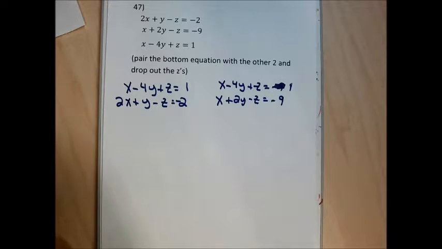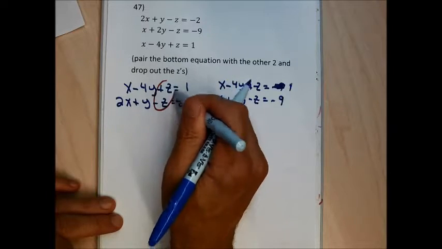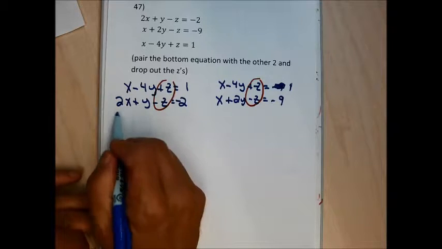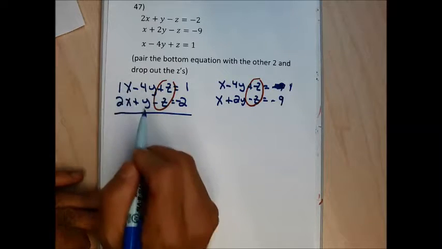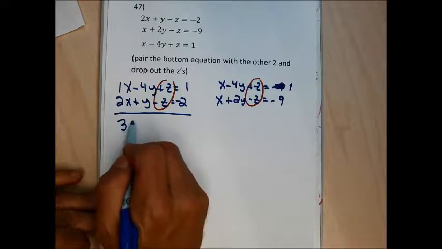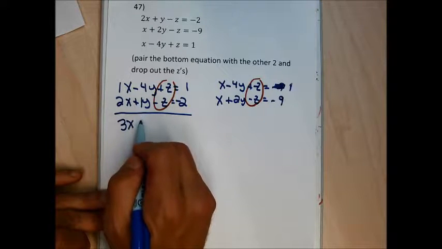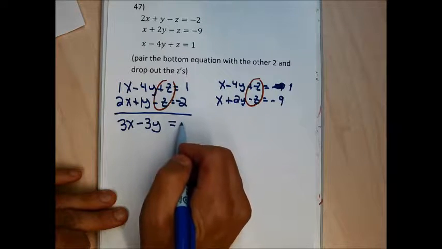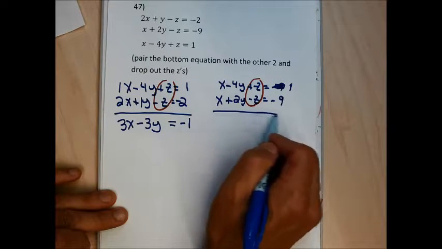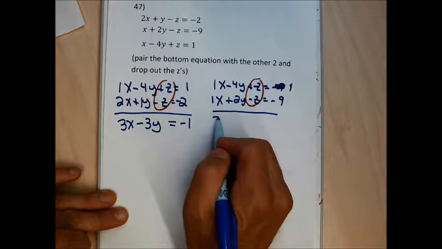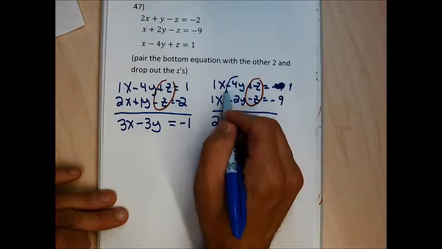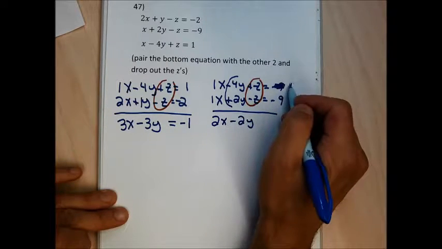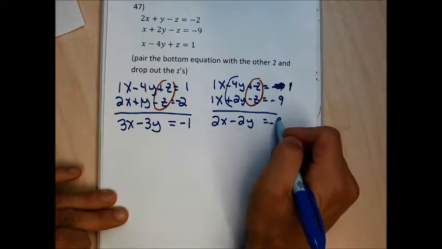Done with step 1, I'm going to drop out the z's. For both of these, the z's are ready to go, just like they were ready to go for mine. So I'm just going to add these together. For your left pair here, 1x plus 2x is 3x. Negative 4y plus 1y is minus 3y. Z's cancel. 1 minus 2 is negative 1. Next set, 1x plus 1x is 2x. Negative 4y and positive 2y is negative 2y. 1 and negative 9 combine to be a negative 8.